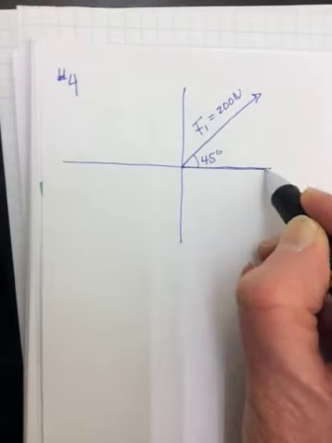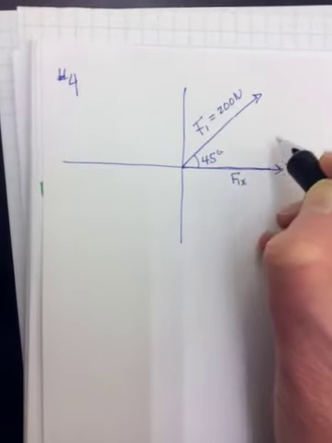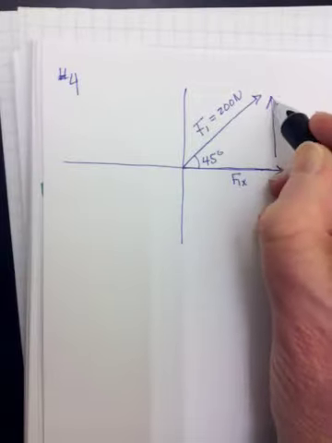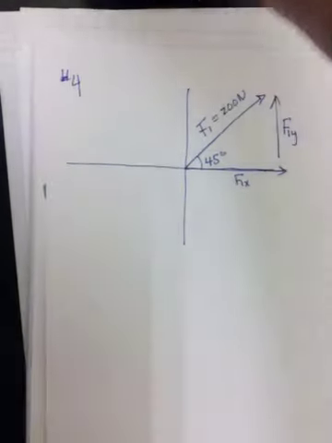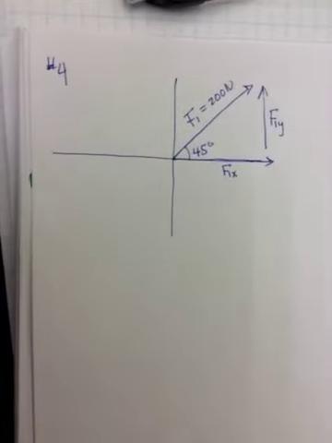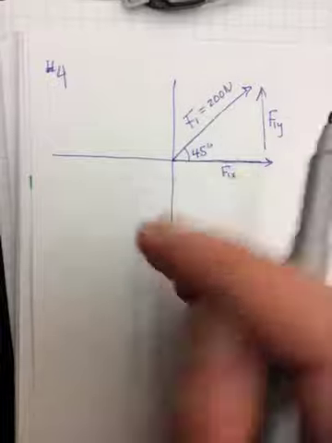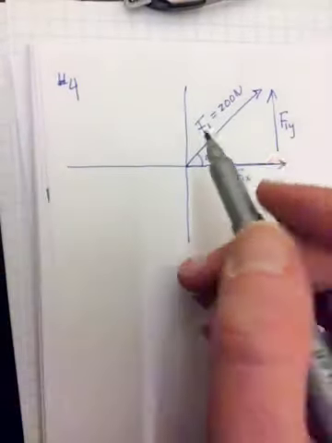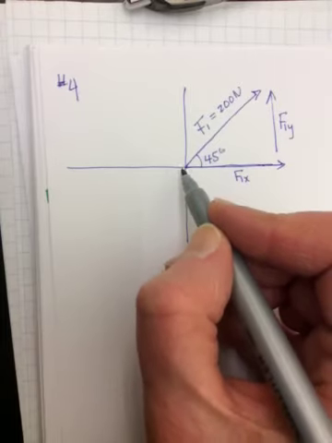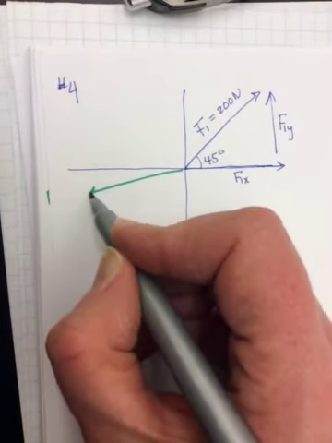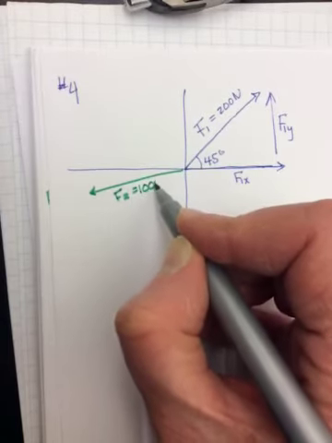So F1 is going to have two components. It's going to have an F1x, and it's going to have an F1y. Okay? The next force is 100 newtons acting at 195 degrees. So this negative x-axis is 180, so 195 will be down here. This is F2, it's just 100 newtons.